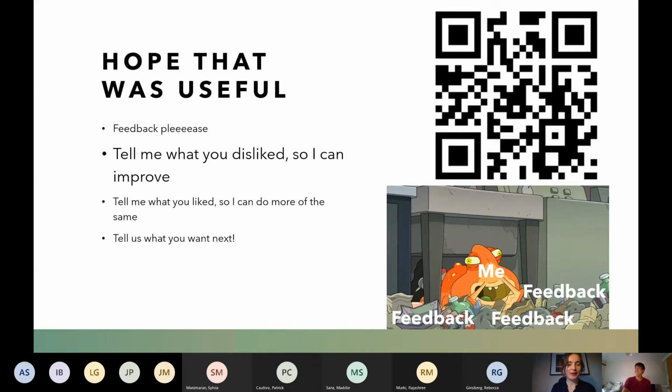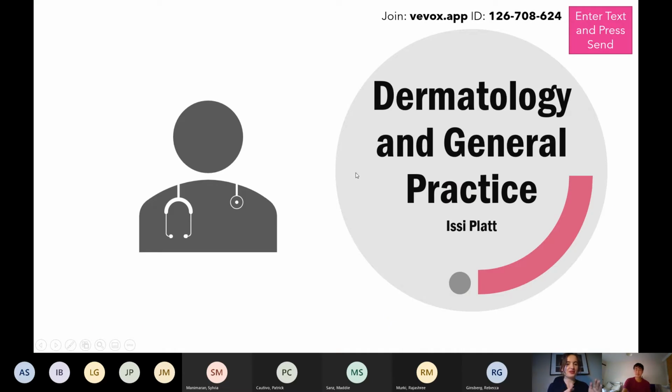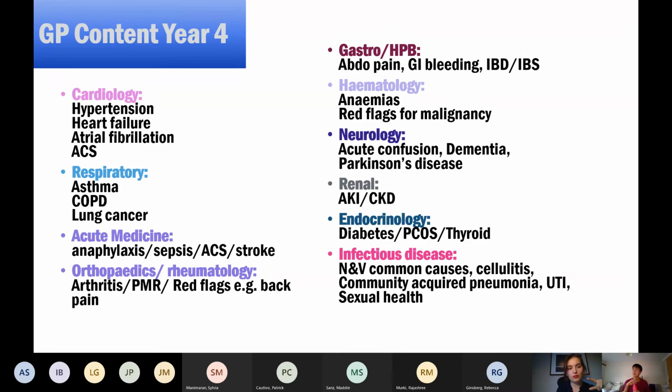Okay, so James has control of my slides, so I'm going to be a bit of a Chris Whitty today. So I'm doing a bit of a crossover between dermatology and general practice. A lot of you in the previous session were asking about what you need to know for GP. So I'm just going to briefly go through a few things that I think are quite helpful.